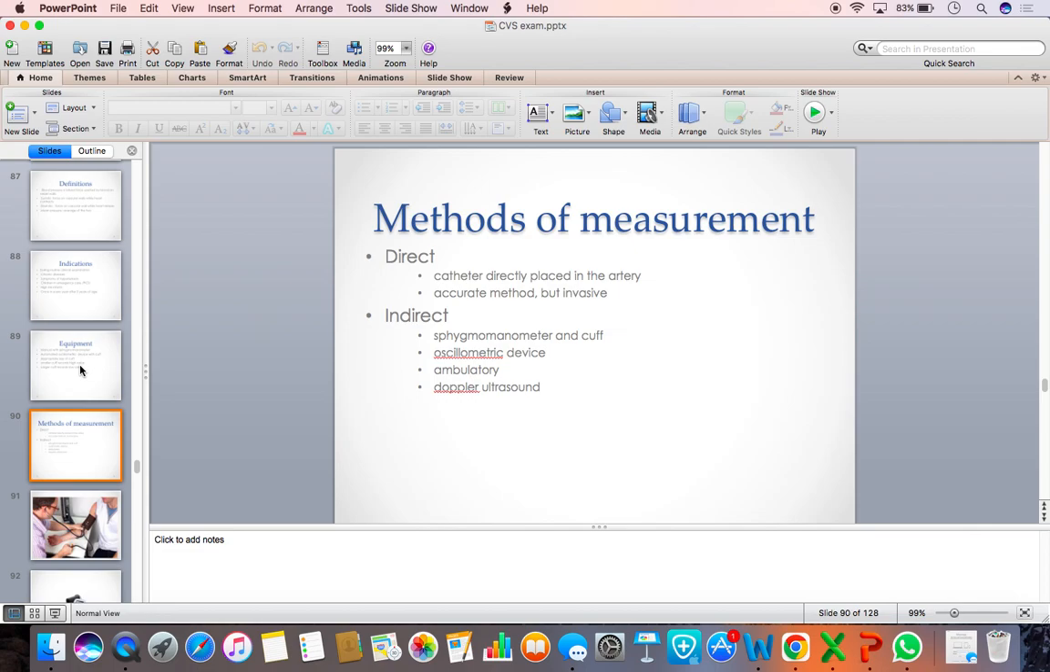So what are the methods of measurement? The direct and indirect. Direct is where a catheter is directly placed into the artery. It is an accurate method of measuring the blood pressure, but it is invasive, which is not practicable on all occasions. Indirect is commonly used, the sphygmomanometer with cuff, an oscillometric device. There is an ambulatory measurement of blood pressure and Doppler ultrasound.